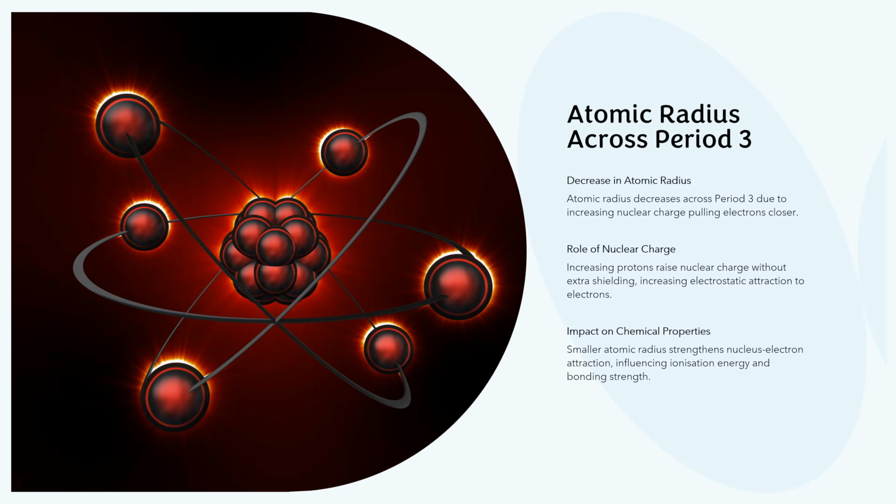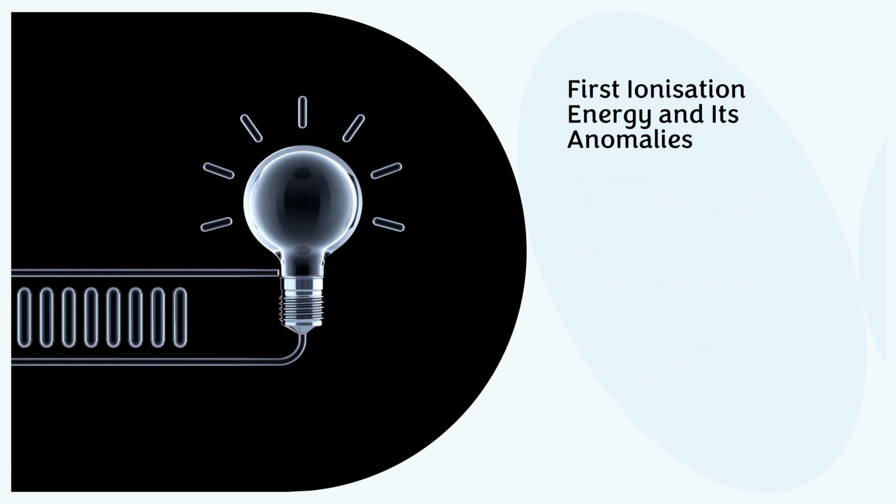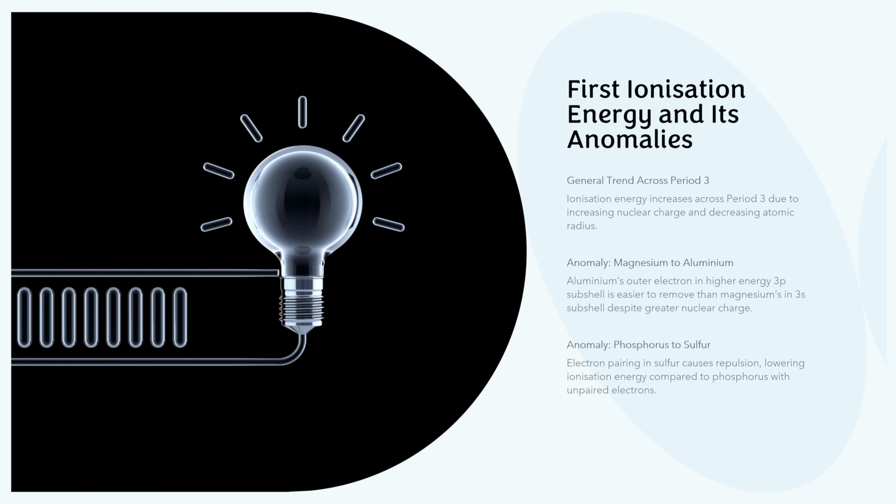Argon's atomic radius is often less clearly defined because it does not form covalent bonds, but the overall trend remains decreasing. The first ionization energy generally increases across period 3 because of increasing nuclear charge and decreasing atomic radius. As the nucleus becomes more positively charged, it attracts the outer electron more strongly, making it harder to remove.